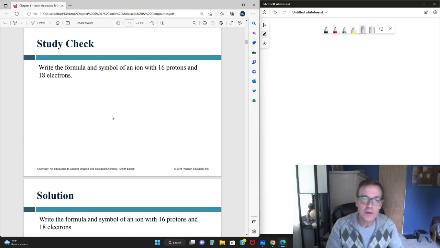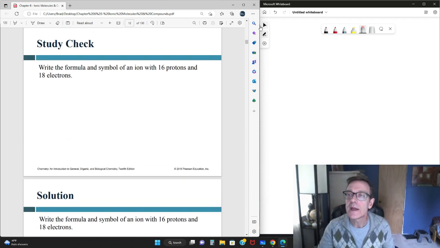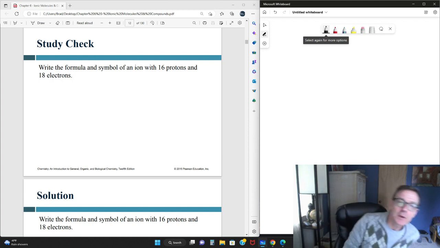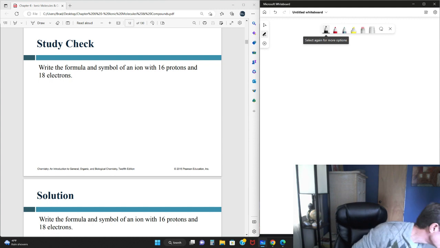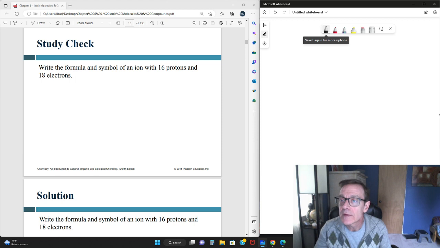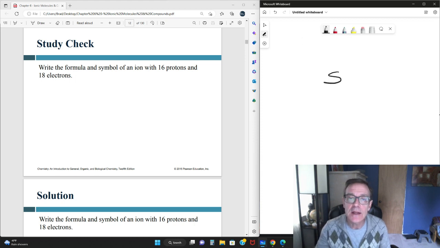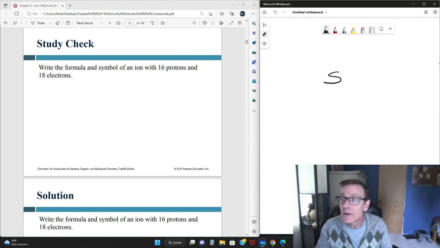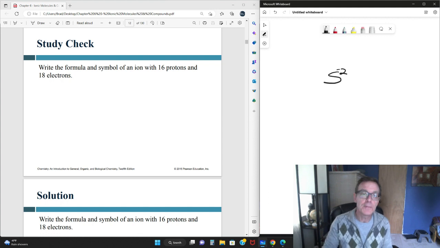So here's just to make sure that we're following along. We have a symbol of an ion with 16 protons and 18 electrons. Okay, so go to a chart that has 16 protons. Look on our periodic table, we see that is sulfur. It has 16 protons and 18 electrons, so it has 2 extra electrons. So we know that we have a charge of negative 2. Sulfur, anion with a charge of negative 2.